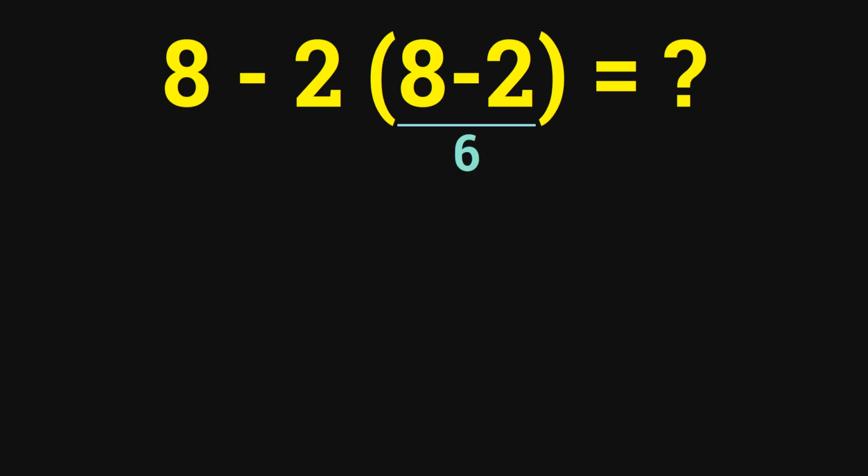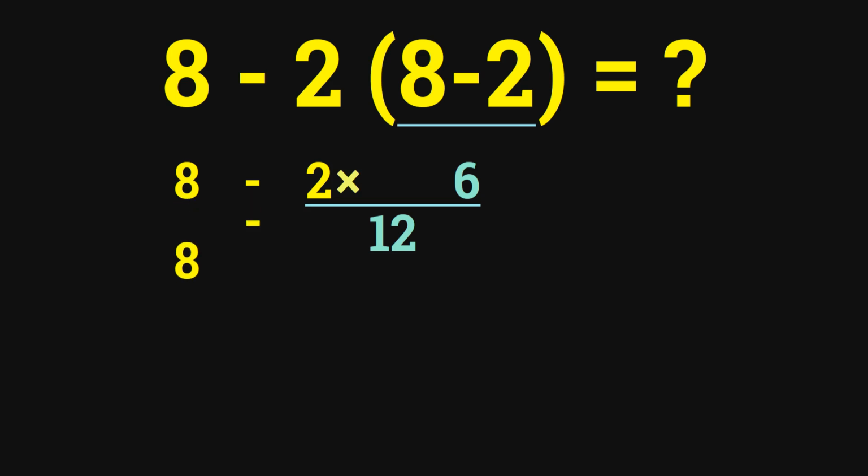Now our problem became 8 minus 2 times 6. So we must do this multiplication first. 2 times 6, which gives 12. Now our problem became 8 minus 12, which gives us minus 4. And this is our final answer for this problem.